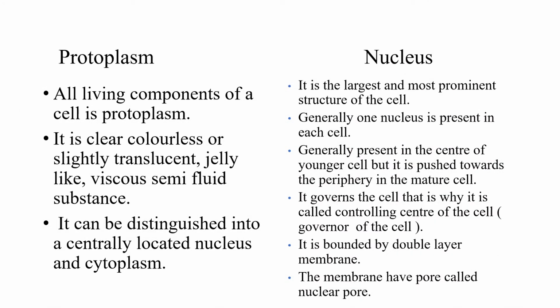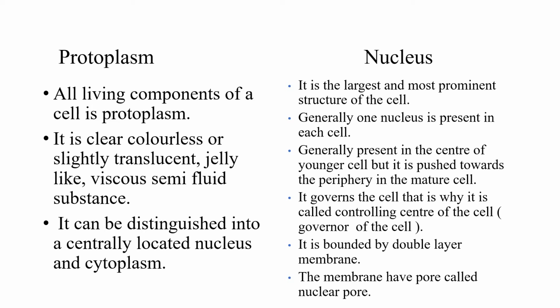Protoplasm. Protoplasm was discovered by whom? Purkinje. What is protoplasm? All living components of a cell is protoplasm. Inside the plasma membrane, whatever living components, that is only protoplasm. It is a clear, colorless, or slightly translucent, jelly-like, viscous, semi-fluid substance. It can be distinguished into a centrally located nucleus and cytoplasm.